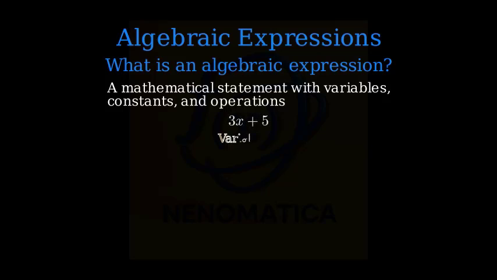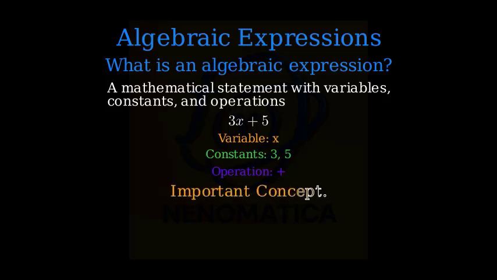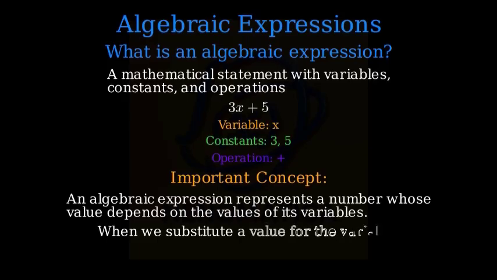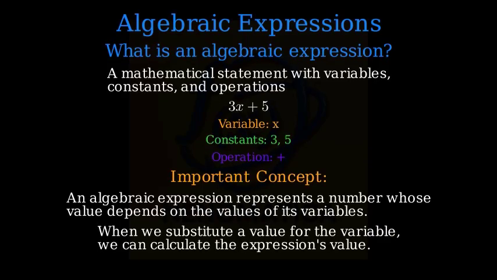For example, the expression 3x plus 5 is an algebraic expression where x is the variable and 3 and 5 are constants. The key concept to understand is that an algebraic expression represents a number whose value depends on what values we substitute for the variables. When we replace the variable with a specific value, we can calculate the value of the entire expression.